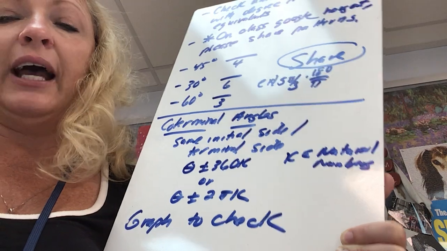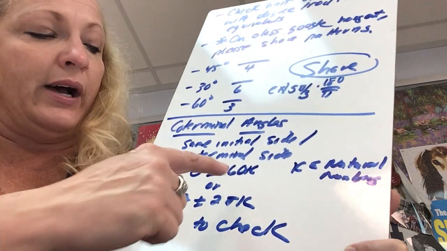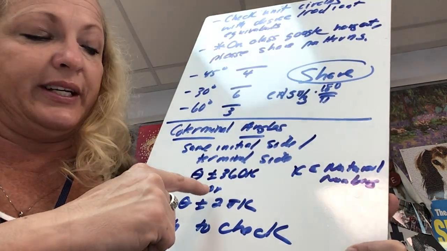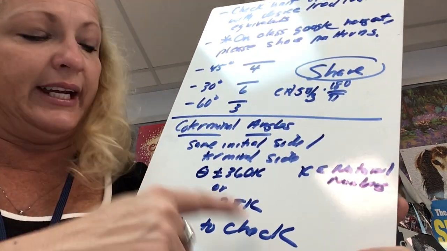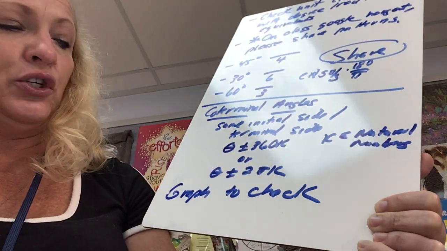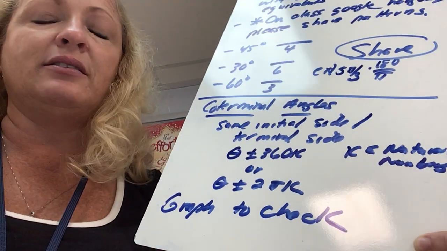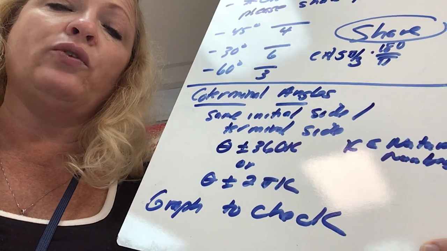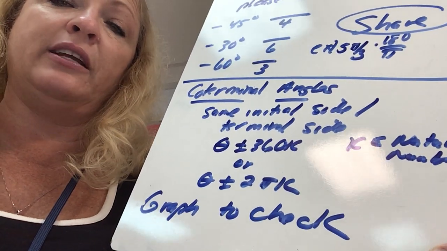So how can you find coterminal angles? Well, simply all you have to do is add or subtract multiples of 360, or if it's in radians, add or subtract multiples of 2 pi. Something else: always check your answers. Graph to check, because when you graph the coterminal angles, they should end up in the same place on the unit circle.